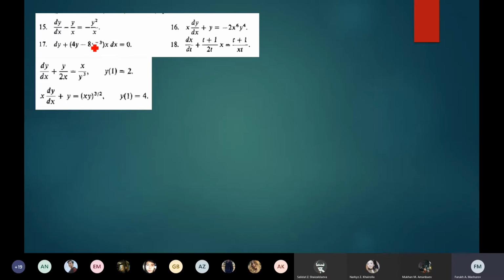Okay, so let's solve this differential equation. What do we have? Let's write. I want to write this one with the white color. Okay.